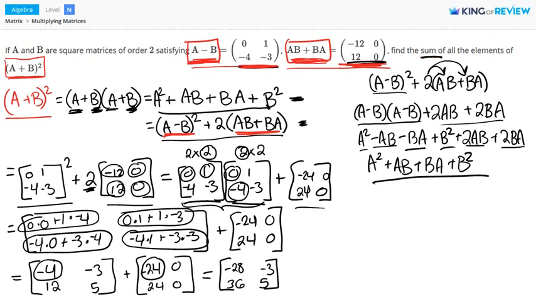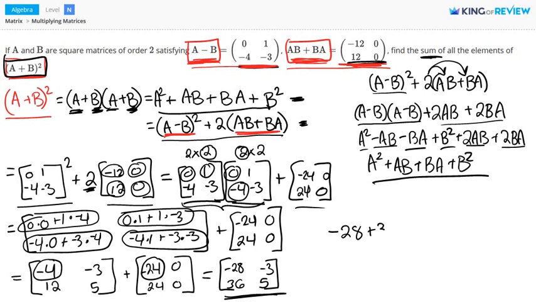Now again, we're asked to find the sum of all of the entries within this matrix. So this matrix here represents (a+b)². And now the last step is to add up all these entries. So we have negative 28 plus 36 plus negative 3 plus 5. When you add these all up, this is equal to 10. So 10 is the final answer.